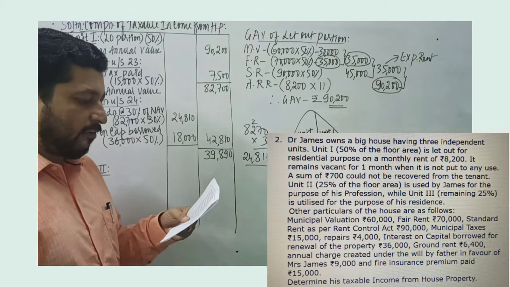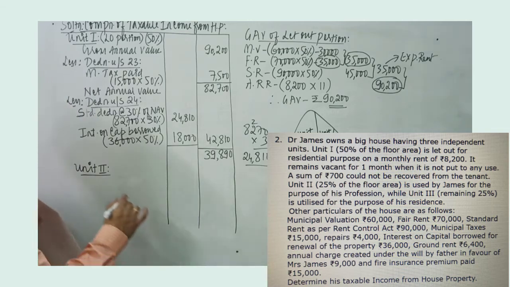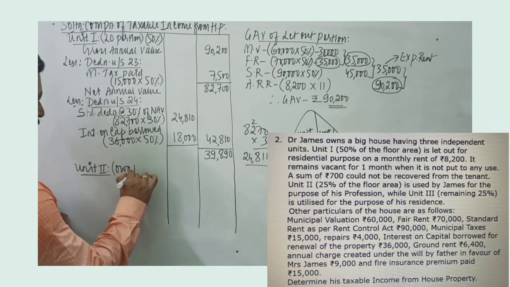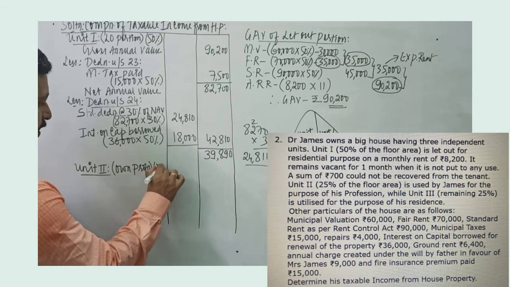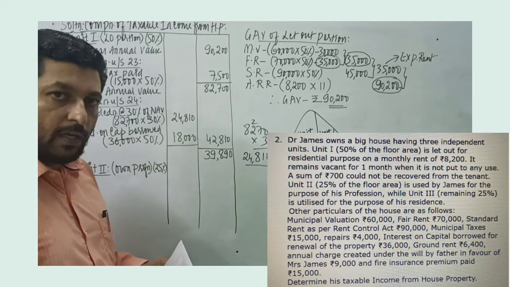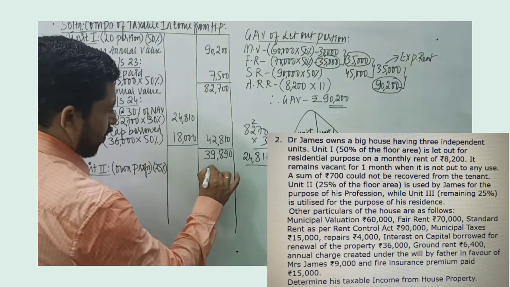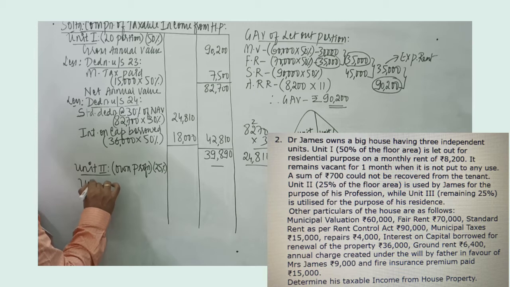Unit 2, 25% of the floor area is used by James for the purpose of his own profession. So I record over here: own profession, 25%. If the assessee is using either the entire property or part of the property for his own profession, it does not form a part of house property at all. Next is unit 3.